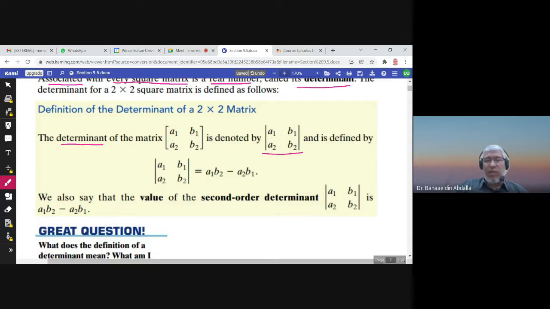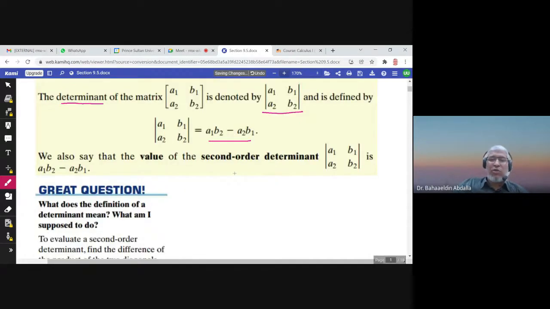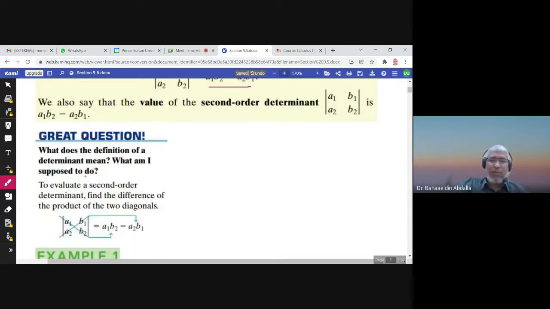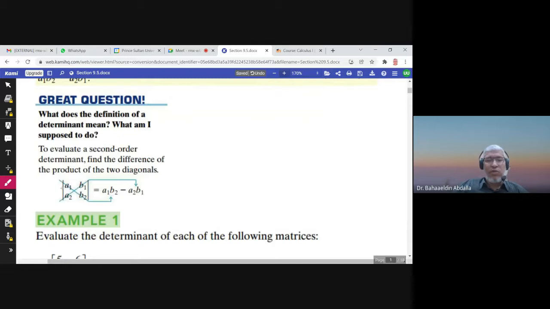If you multiply these two and subtract, you get a real number. So the value of the second order determinant is equal to A1 B2 minus A2 B1. So what do you do? You multiply A1 times B2, you put it here, minus A2 times B1.